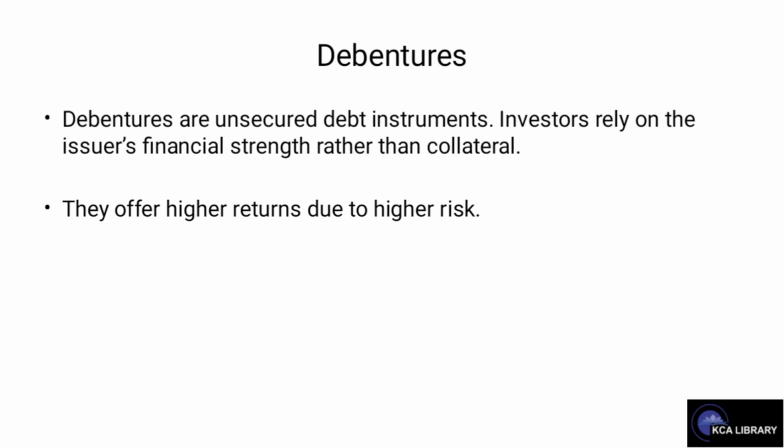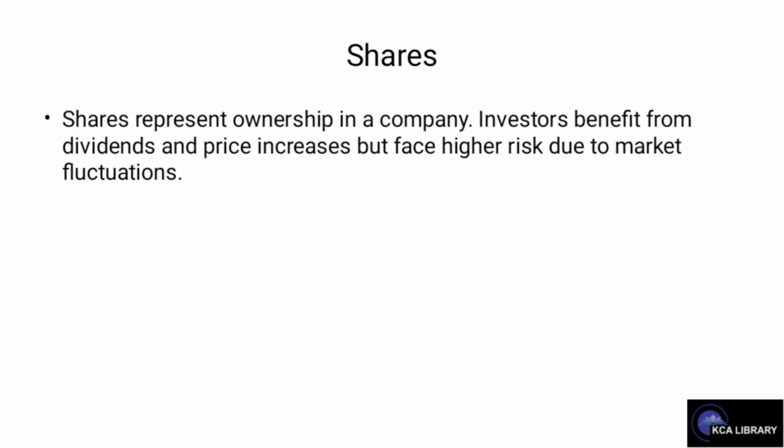Investors rely on issuers' financial strength rather than the collateral, but debentures offer higher returns due to higher risk. What about shares? Like I said before, shares represent ownership in a company. If you buy shares in, let's say, A Limited, you have ownership in that company. Investors benefit from dividends. Dividend is the money paid yearly from profits, and price increase, that is, price per share may increase, but face higher risk due to market fluctuations.